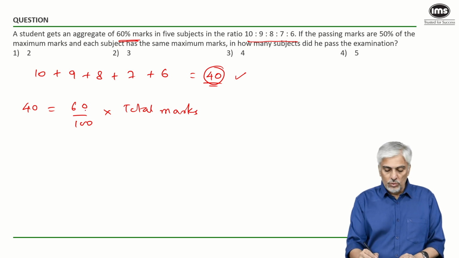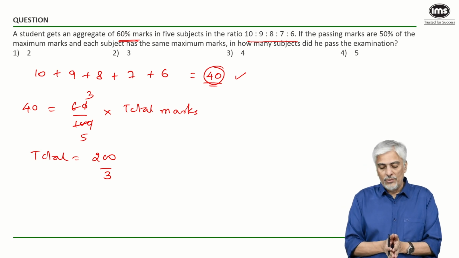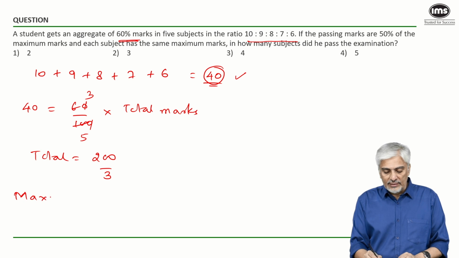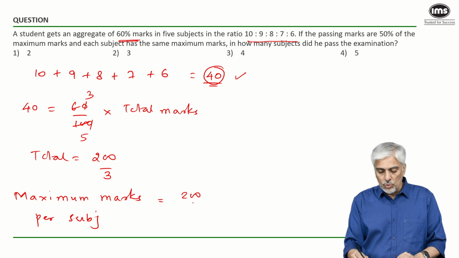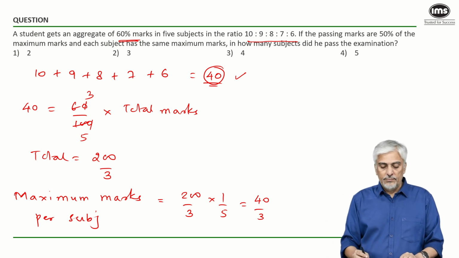Cut a 0 out over here, 2 3s are, 2 5s are, and we can say the total marks is 200 upon 3. This is of 5 subjects, right? So what is the maximum marks per subject? Maximum marks per subject will be 200 upon 3 divided by 5, which becomes multiplied by 1 upon 5, which is 40 upon 3, right? So 40 upon 3 is the maximum marks per subject.